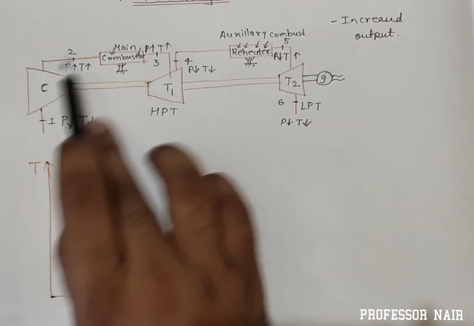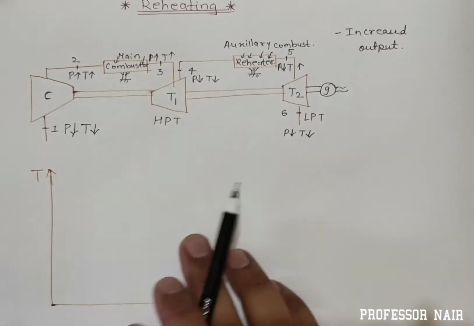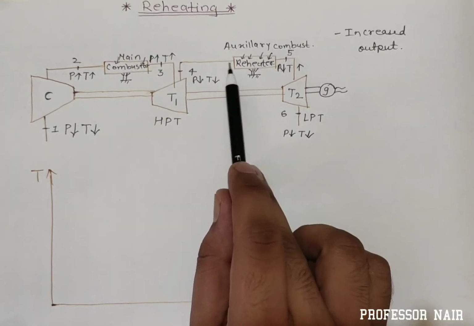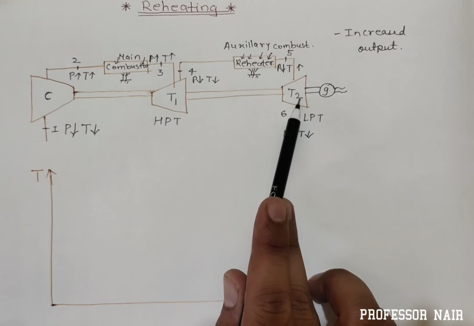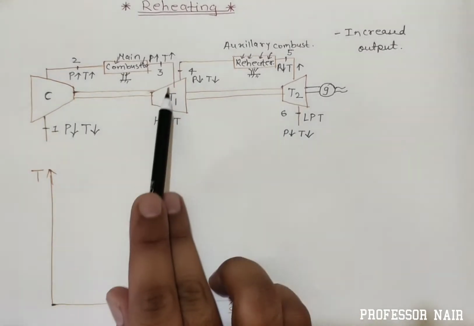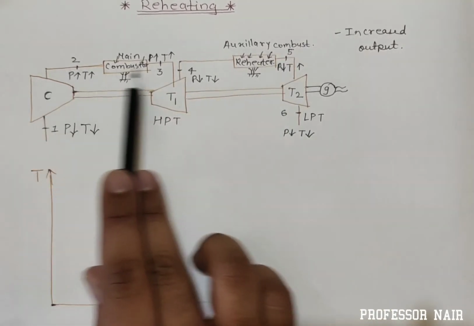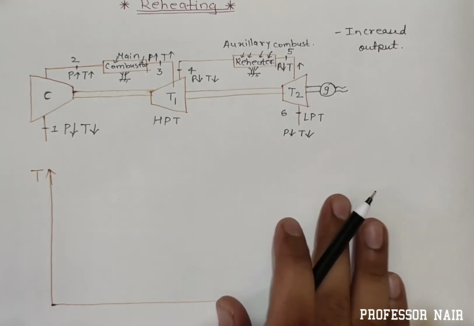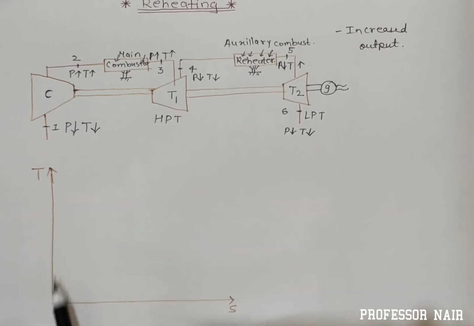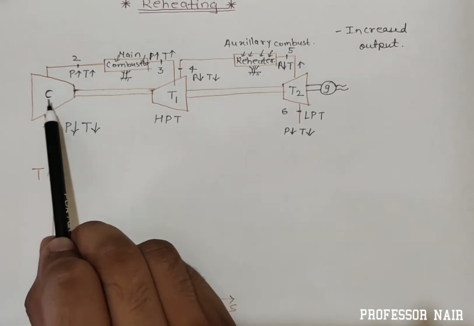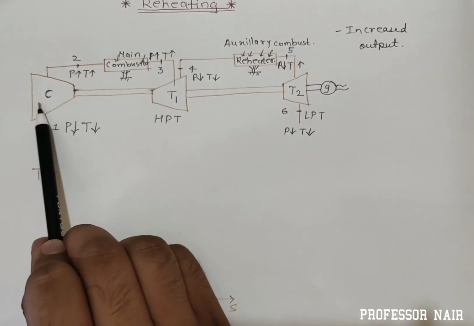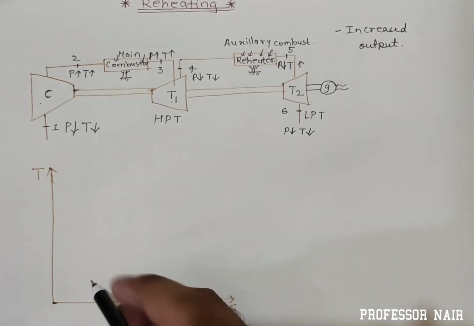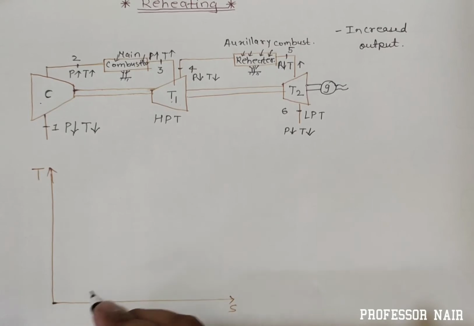So this was your general working of a reheating process. The main point in reheating is that two combustion processes occur and the gas is expanded in two turbines. The diameter will remain the same so that the combustion process takes place at constant pressure. Let's see how to plot the TS diagram. Here three pressures are developed: compressor pressure, high pressure turbine and low pressure turbine. First of all, in the TS diagram, I will draw a pressure line.